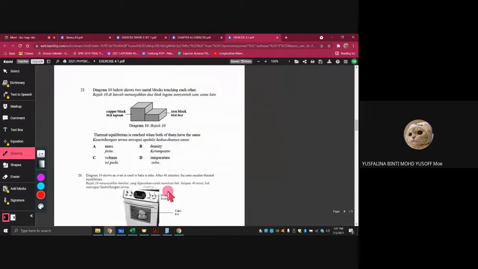The next one, number 31. It says the thermal equilibrium is reached when both of them have the same temperature.